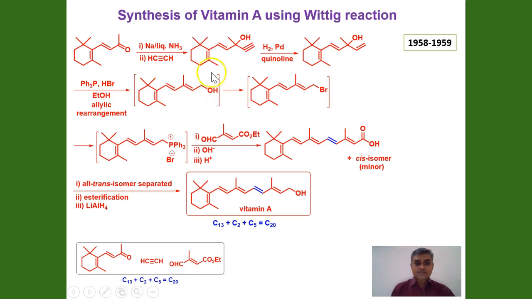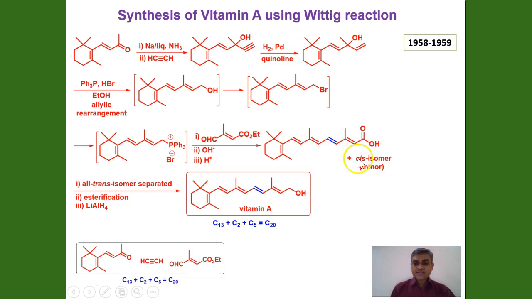Then on reaction with HBr it forms allylic bromide. Allylic bromide on treatment with triphenylphosphine forms a phosphonium salt. And under basic conditions, it reacts with an aldehyde to construct here a carbon-carbon double bond. To some extent, this is a stabilized ylide, and this stabilized ylide forms a trans alkene. Plus, the cis isomer is also formed, but in a minor quantity.